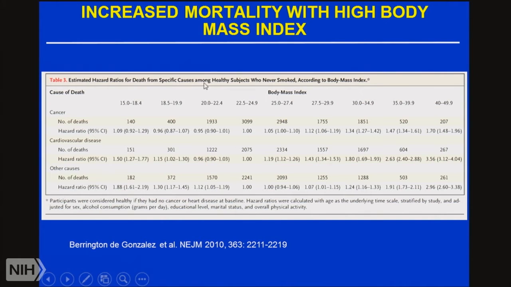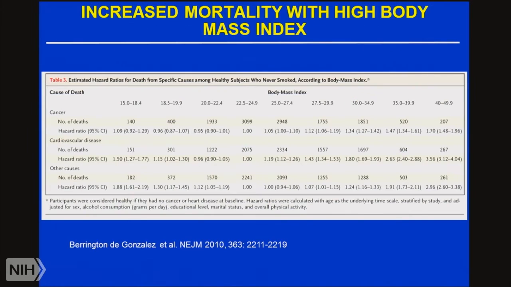And here's a paper that came out of the NCI's Division of Cancer Epidemiology in 2010. It looked at the risk of death from various causes: cancer, cardiovascular disease, and other. When you look at cancer, a BMI of 22.5 to 25 is the reference. As you have a higher BMI, your risk increases. A relative risk of one would mean there is no increase. 1.05 means a 5% risk increase, then 34% risk increase, 47%. So yes, the cancer risk increases with increasing weight. And this has been confirmed, there's no question.